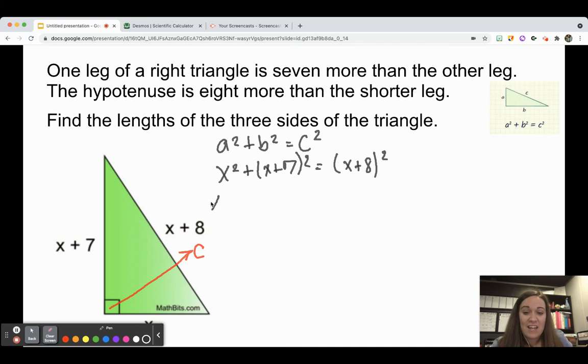Okay, so we have x plus 7 times x plus 7, because remember that's the whole entire base and we're writing it twice, x plus 8 times x plus 8. Okay, so I'm going to go off to the side here and do both of those in the area model just so you can visually see them. So let's start with this one first.